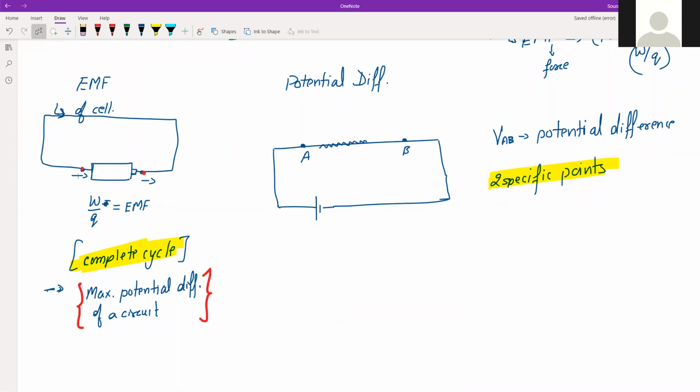Right? But potential difference will be there only if the circuit is closed, when there is a flow of current in the circuit. If current flows through 2 points, then only there will be a potential difference. And in order for a current to flow, there must be a potential difference. So there must be a potential difference between 2 points, and they must be connected, that is, when current flows in a circuit between 2 points.